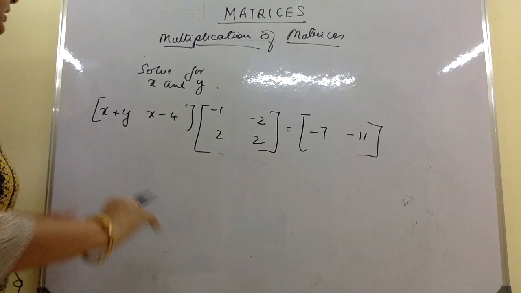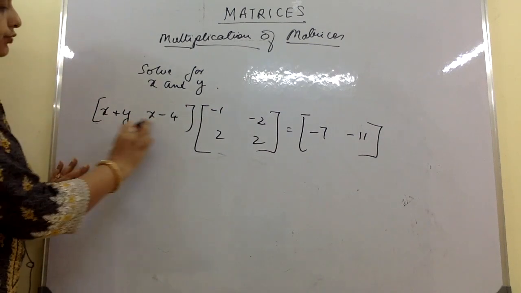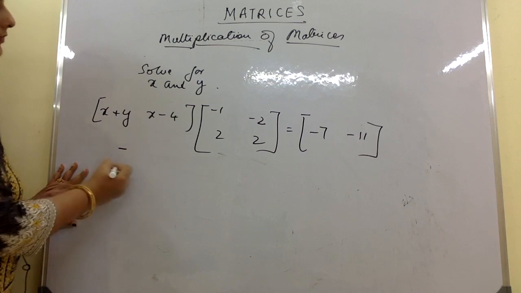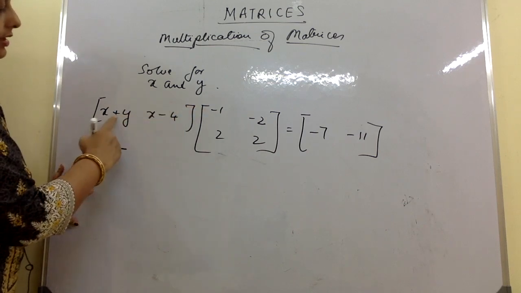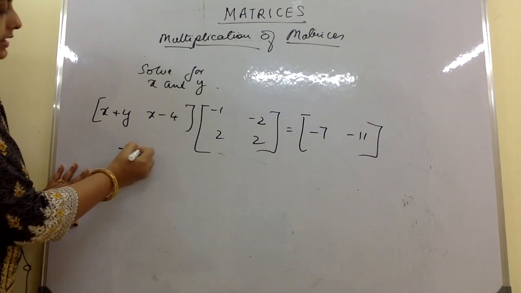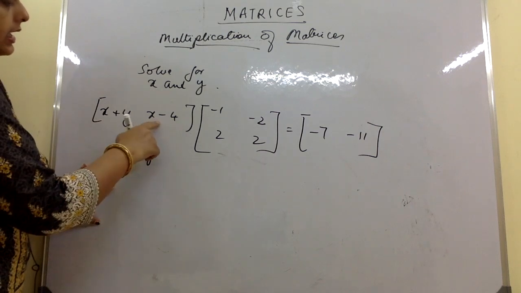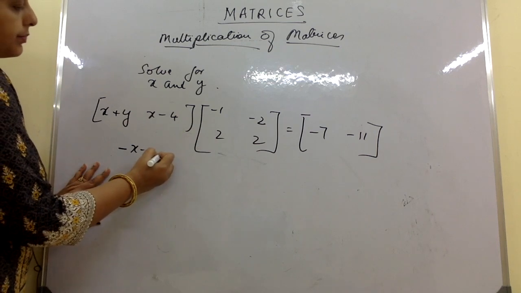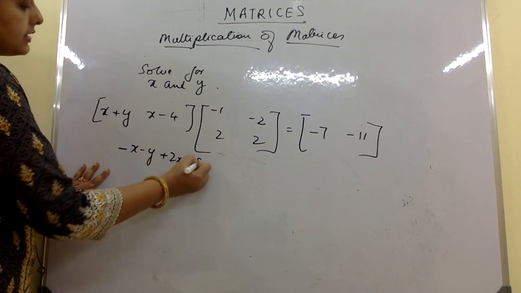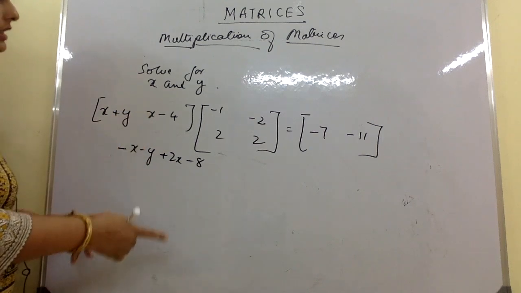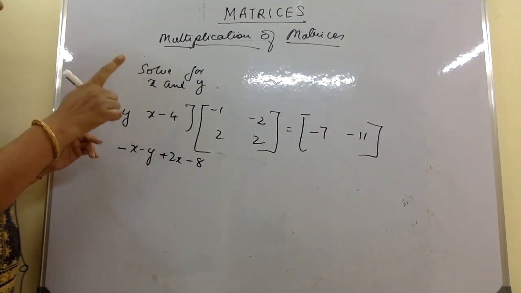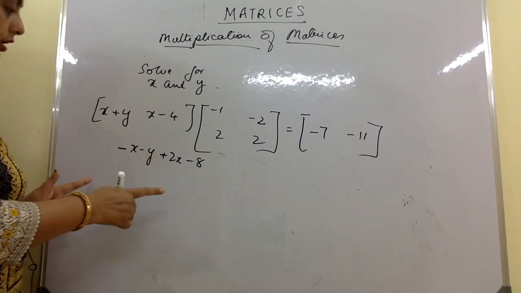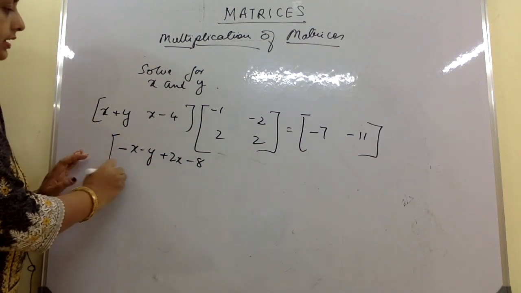Okay, so now we shall start multiplying. So here this one goes with this. So here it is minus 1. With minus 1 I am multiplying this part. Minus x minus y. Okay, and then this comes. This will get multiplied with this plus 2x minus 8. That is my first column.